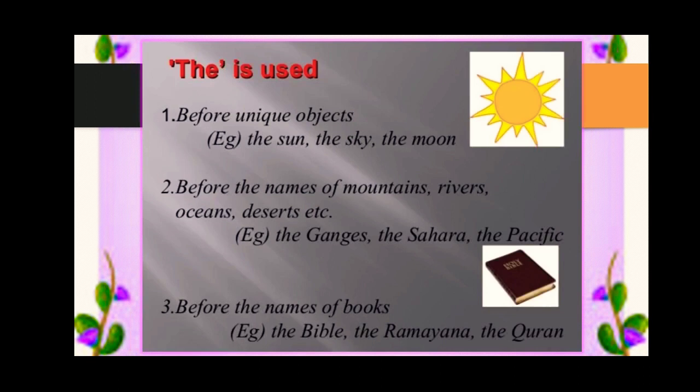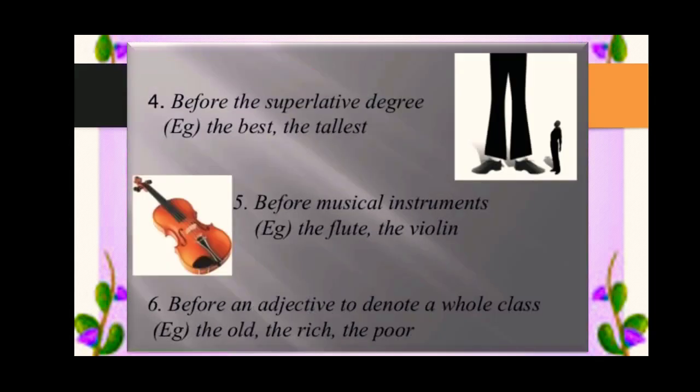Before the names of mountains, rivers, oceans, deserts, etc. Examples would be the Ganges, the Sahara, the Pacific. The next, before the names of books. Examples: the Bible, the Ramayana, the Quran, etc. Before the superlative degree of an adjective. An adjective is a word that describes a noun.